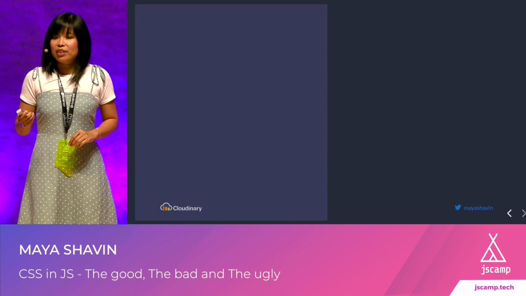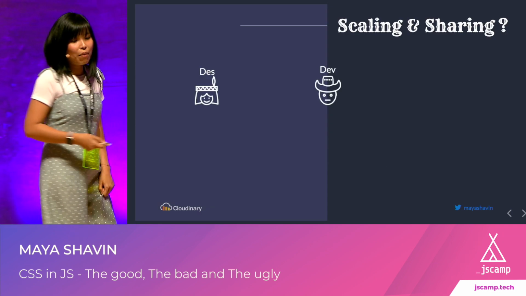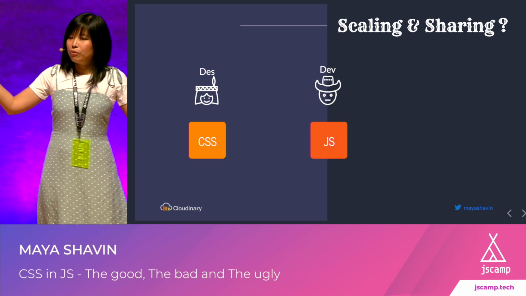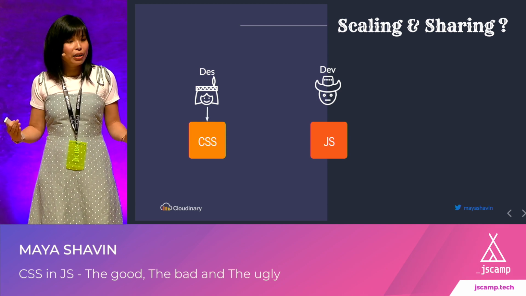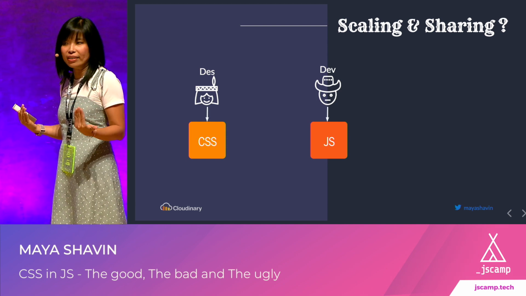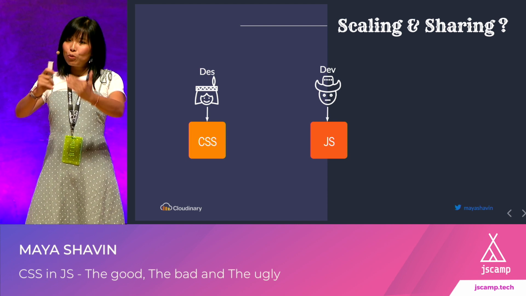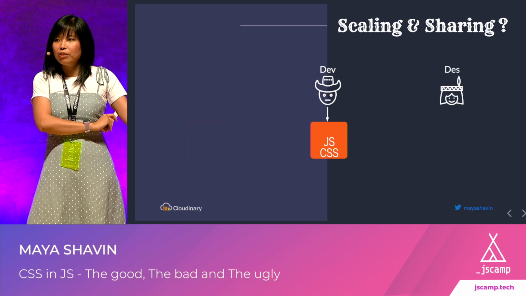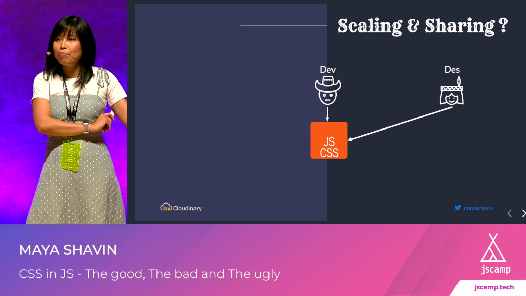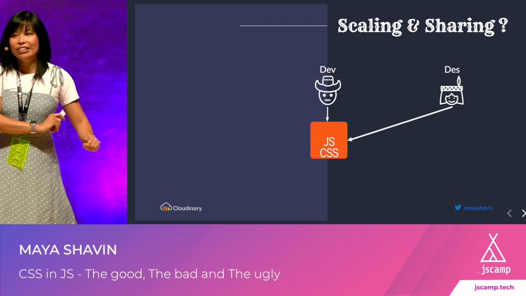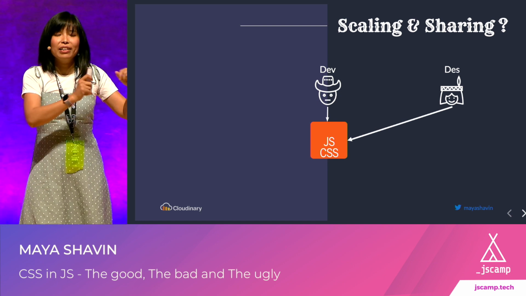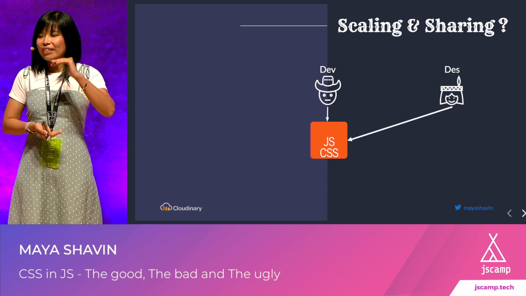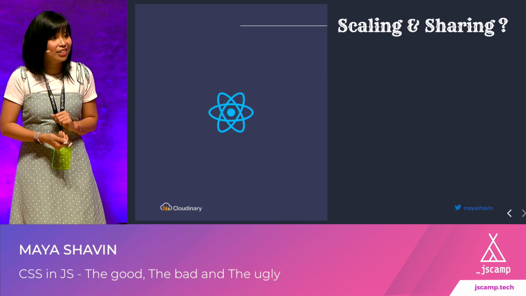What about sharing and scaling? The problem is if, for example, you have a designer team and a developer team, and we have CSS and JavaScript, and the designer has the right to modify CSS, and the developer only has to work on JavaScript and doesn't really need to care about CSS. But if you write in JavaScript, developer and designer are sharing the same page. That is not good. Because then the designer has to learn JavaScript, has to learn the new syntax, and the developer has to make sure that the designer will not break anything by accident.